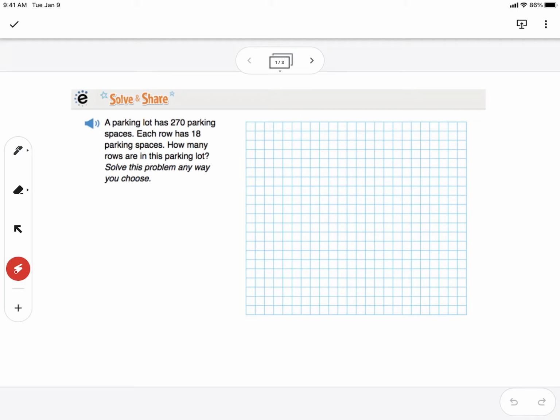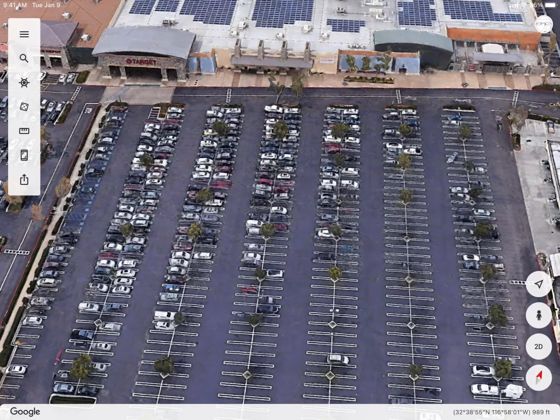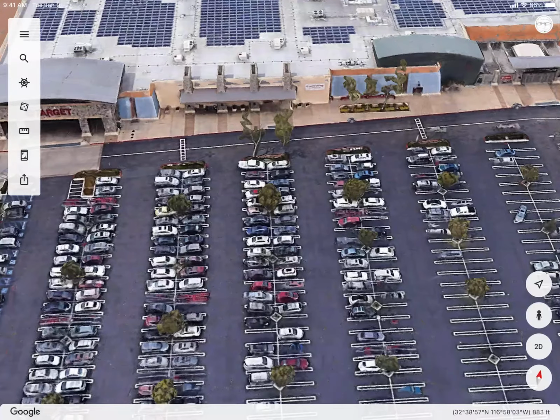Okay, so anyways, back to the story. A parking lot has 270 parking spaces. Each row has 18 parking spaces. So back to Target. Okay, so if you visualize this, you can see like, okay, I'm kind of looking at, this has way more than 18 spaces, right? So you kind of have to like zoom in a little bit. So you're picturing a parking lot, and the length of the rows are like 18 spaces each, okay?